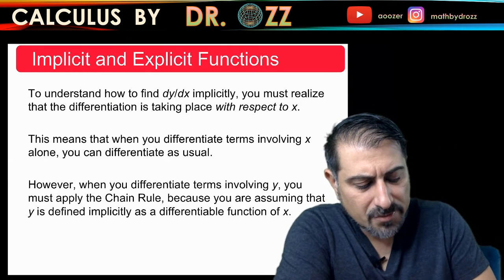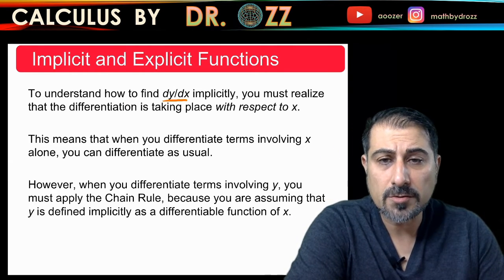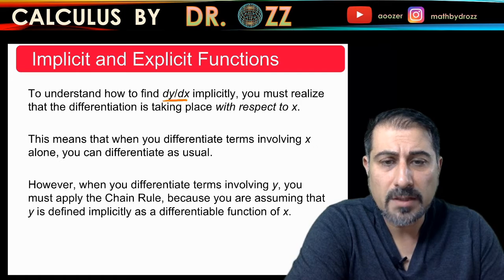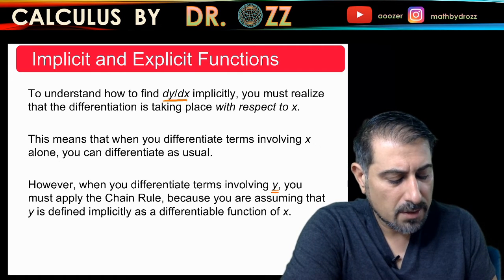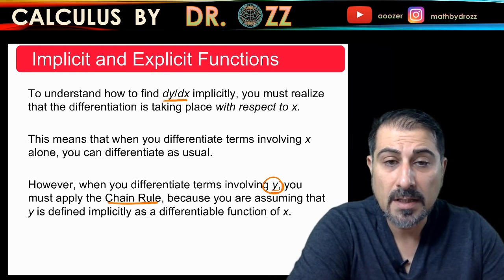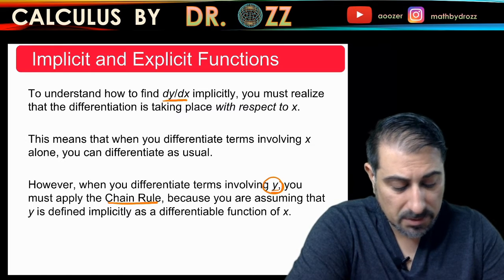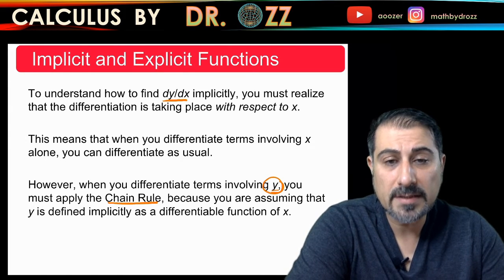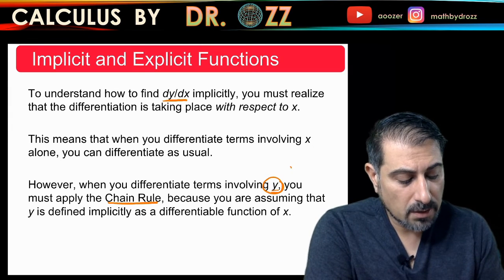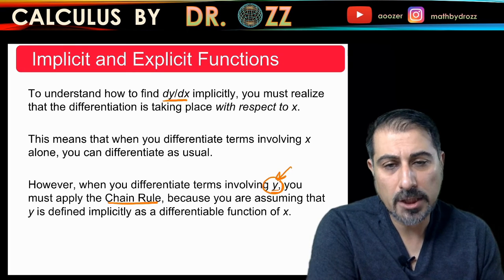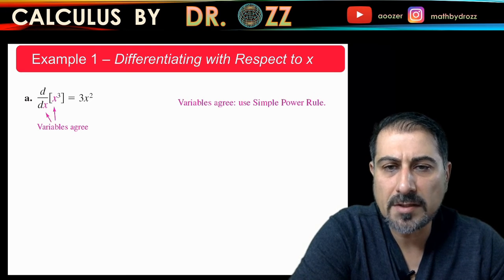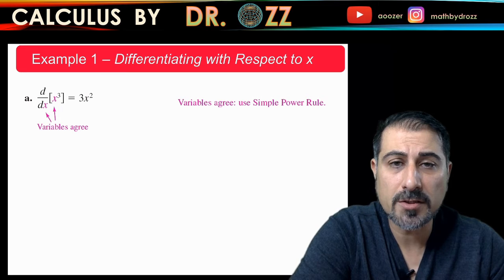Here, notice that we're after dy over dx, which means that the differentiation is going to take place with respect to x. So whenever we see a term involving y, we're going to use the chain rule. This is the key in implicit differentiation, and it's simply because you're assuming that y is defined implicitly as a differentiable function of x. Again, whenever we see a term involving y, we apply the chain rule for that term. All right, let's have a few practice problems before we dive into the details of implicit differentiation in the next video.